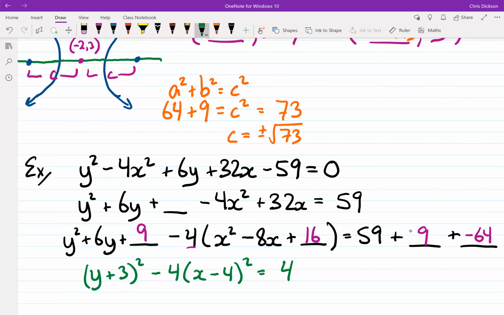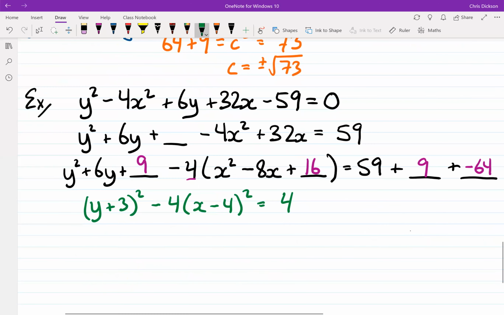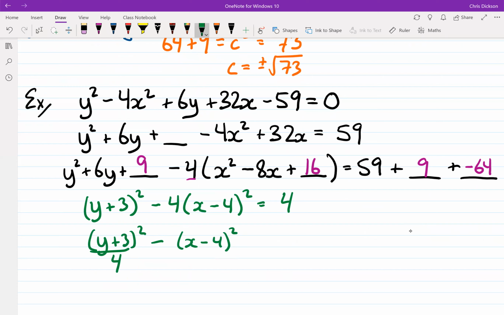Okay, so it's looking better. I can sort of tell where the center is now. But what I need to make sure is the right-hand side equals 1, just like with the ellipses. So I'm going to divide everything by 4 here. So I get (y plus 3) all squared over 4 minus, now the 4's would cancel, so (x minus 4) squared equals 1. So now I need to find h, I need to find k, I need to find a, and I need to find b.